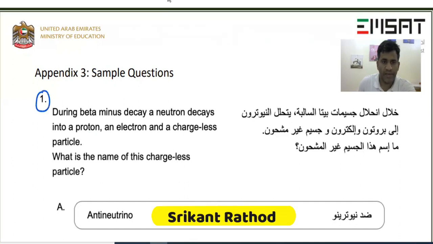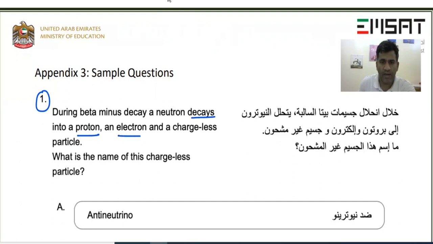Question number 1 here is, during a beta minus decay, a neutron decays into a proton, an electron, and a chargeless particle. What is the name of this chargeless particle? Let me tell you what is a beta decay.